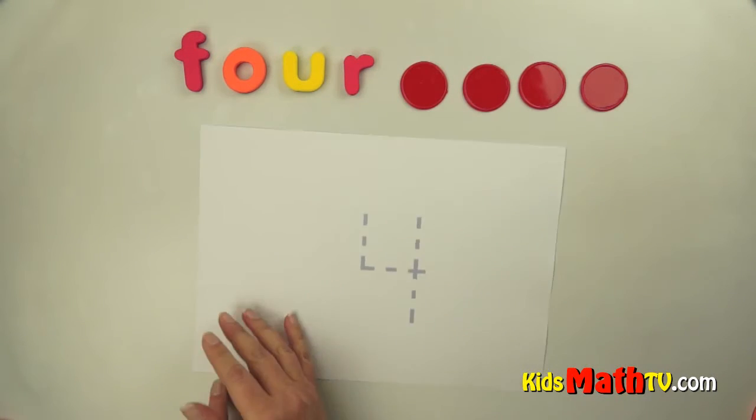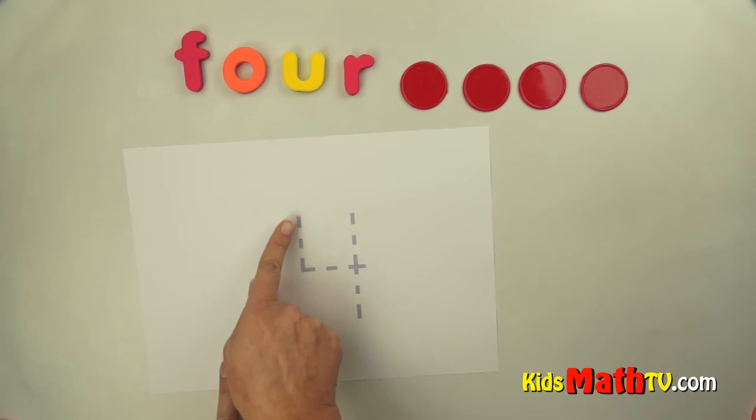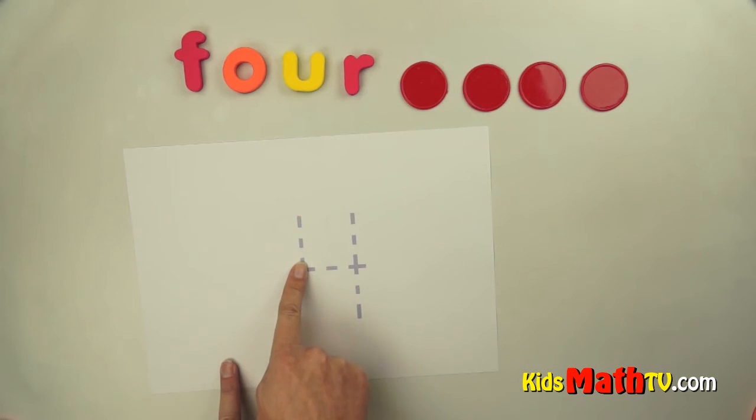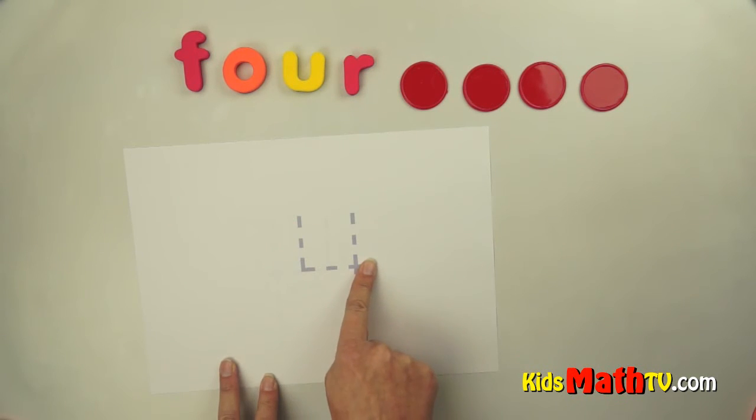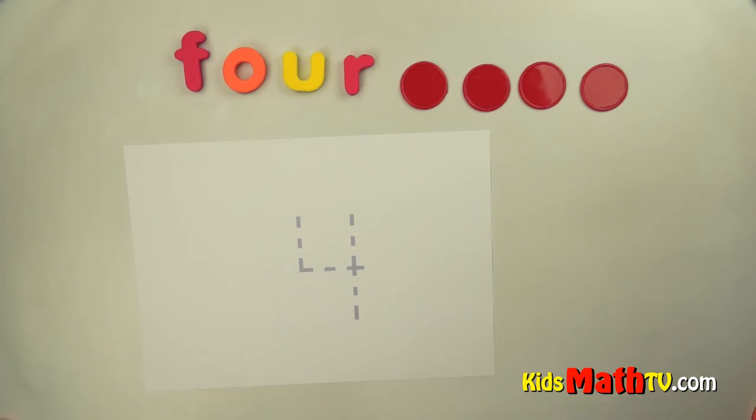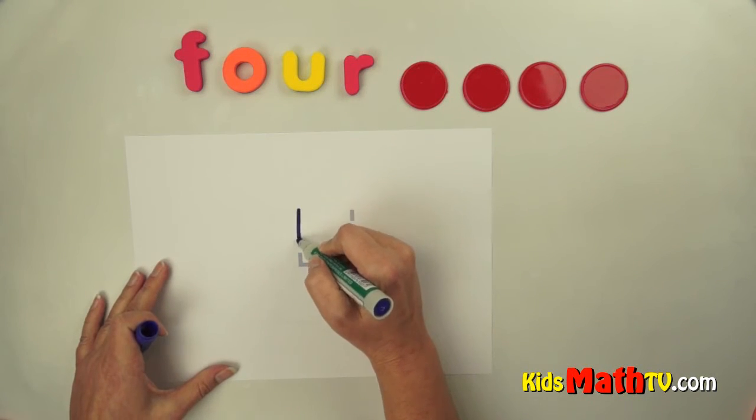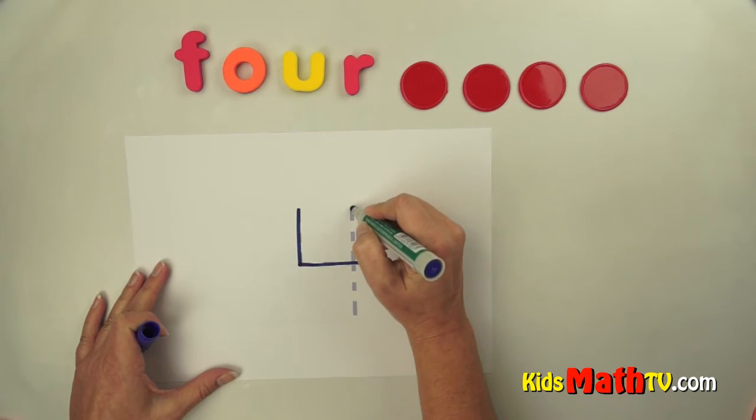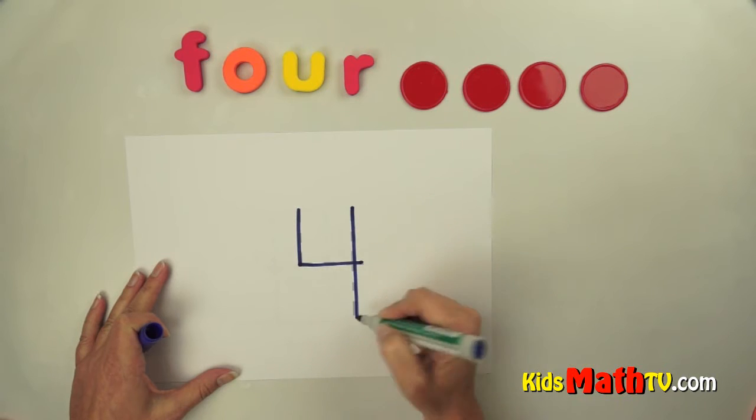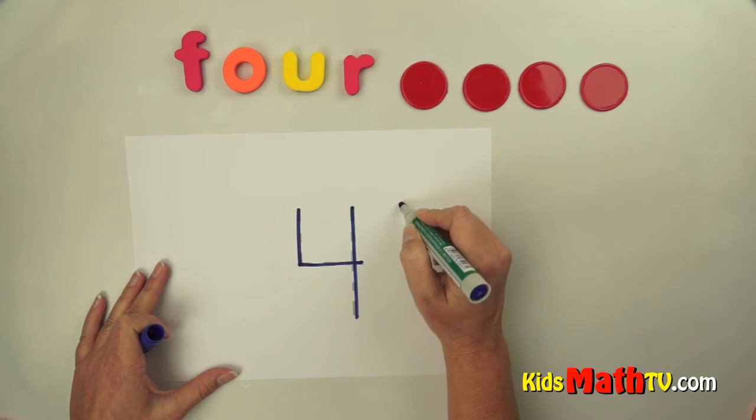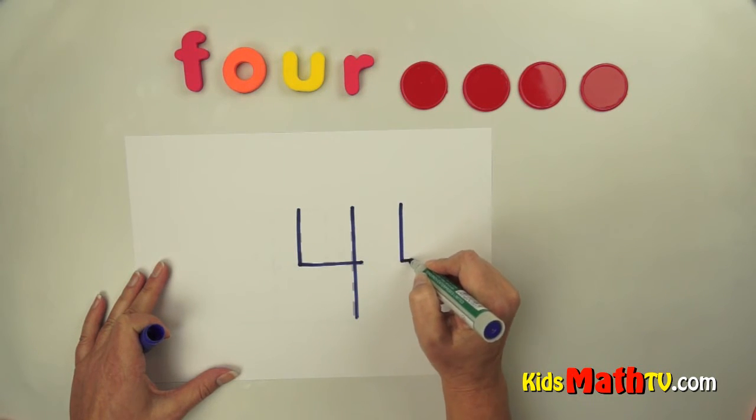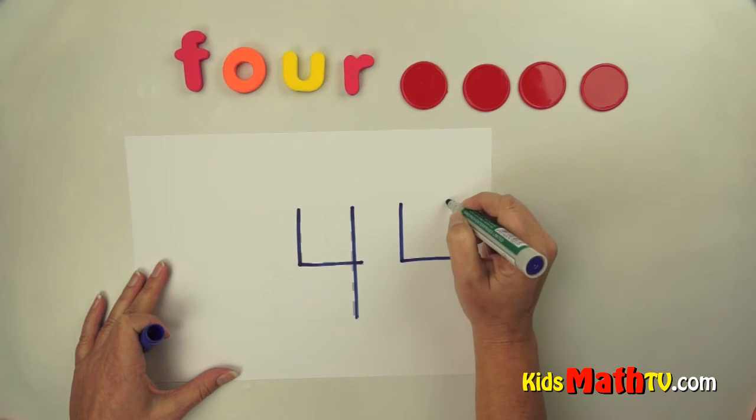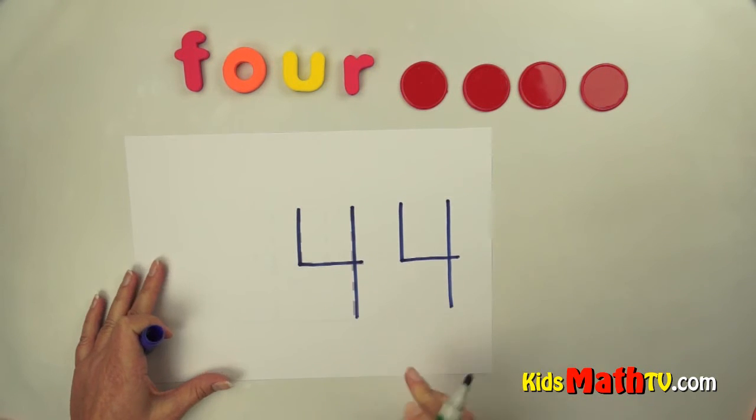Let's try without the numbers on there. We start here, down to the middle, straight across, jump to the top, and go straight down. Down to the middle, straight across, jump to the top, and go straight down. Try another one. Down to the middle, straight across, jump to the top, and go straight down.